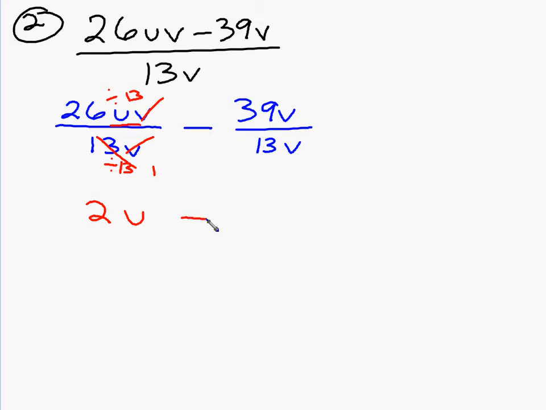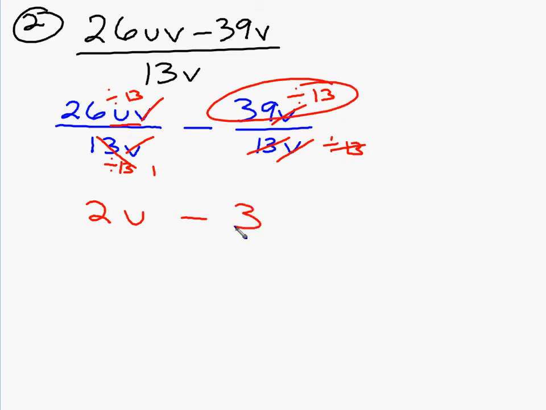Minus, on the next fraction, those v's go away, and again I divide them both by 13. So the 13's go away. 39 divided by 13 is 3. And there's your answer, 2u minus 3. Okay, let's do one more.